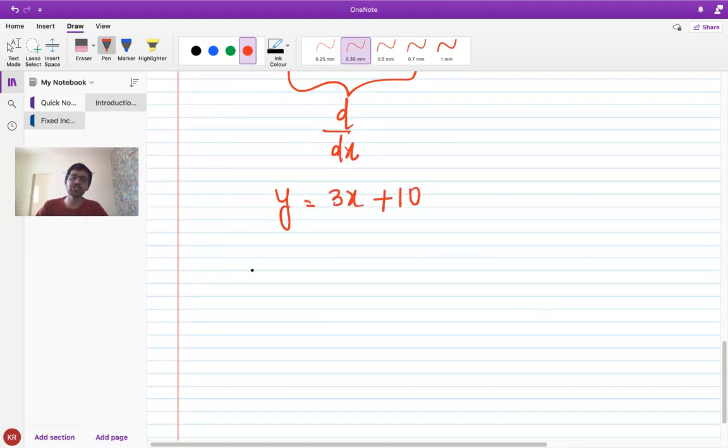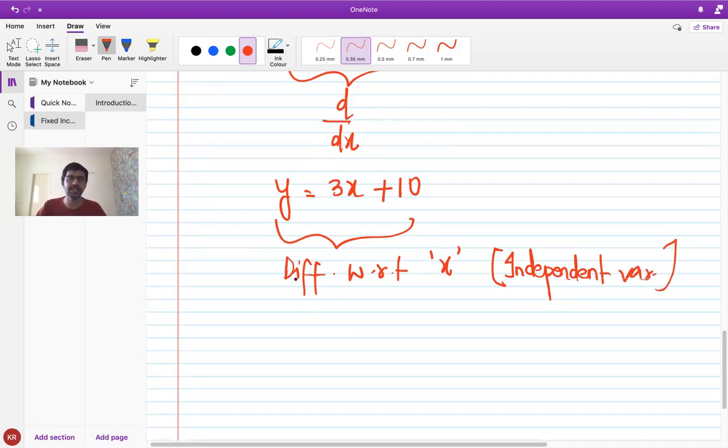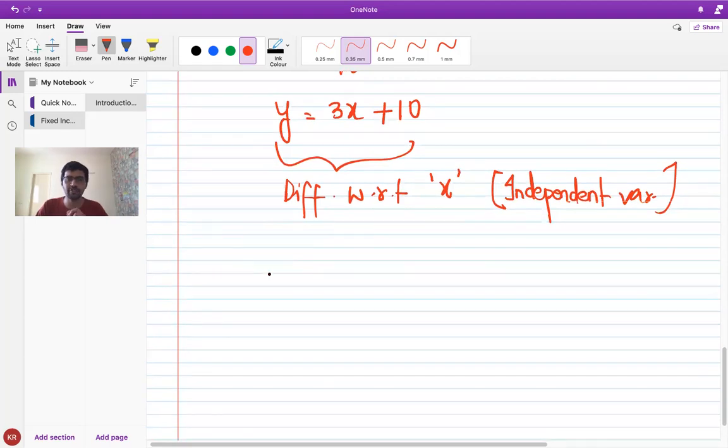Now I am differentiating this equation with respect to the independent variable, and the independent variable in our case was x. Okay, I'm not differentiating it with respect to the dependent variable, I'm differentiating it with respect to the independent variable. Now, don't worry, I'm not going to teach you complex differentiation. It's going to be a very simple one.